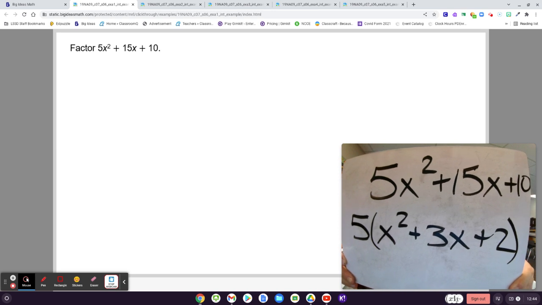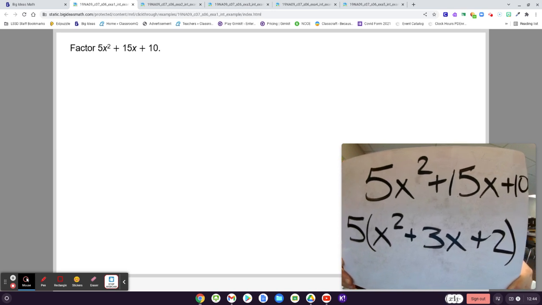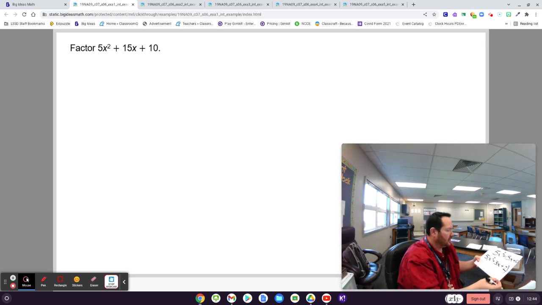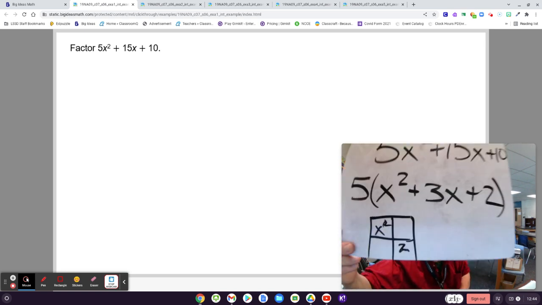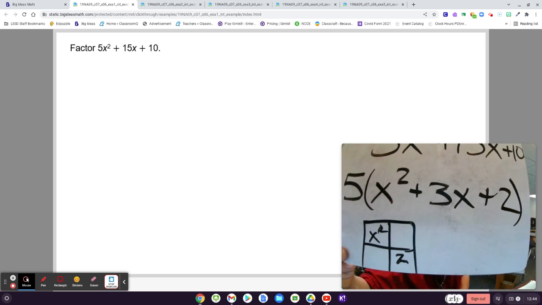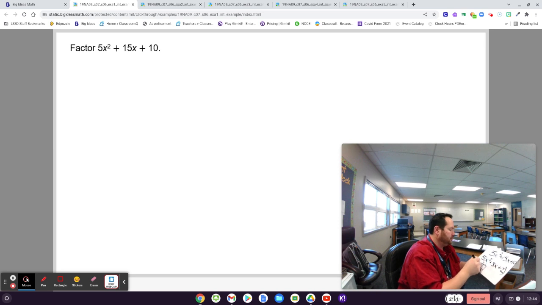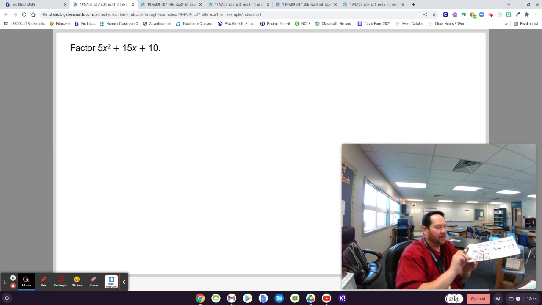And then what you're going to do is factor the x squared plus 3x plus 2, just like we did in yesterday's assignment. So then, I wish I had a larger whiteboard or a second one. I don't. So then you would do a box. You can unfoil or do it however you want, but I like the area model. So I have to figure out what do I have to multiply to get 2 that adds up to 3, and that'll be 1 and 2. So there we go. I fill out the rest of the box.